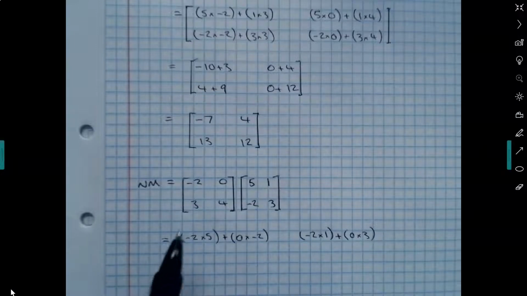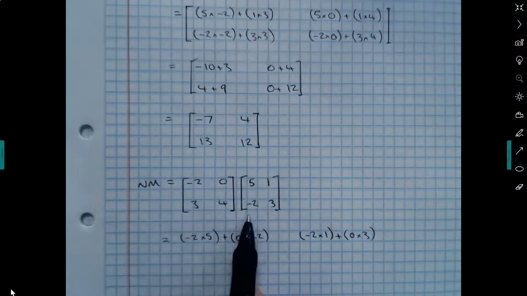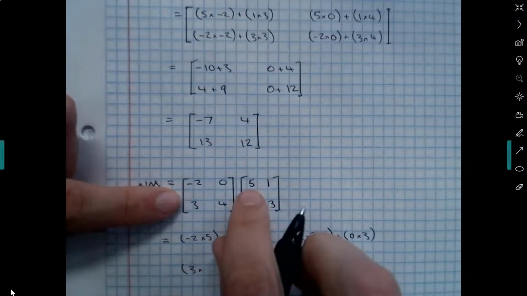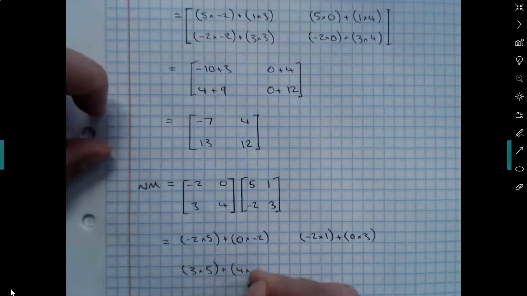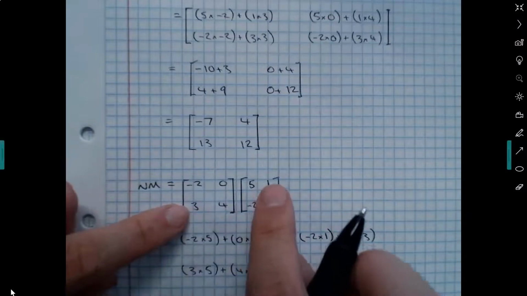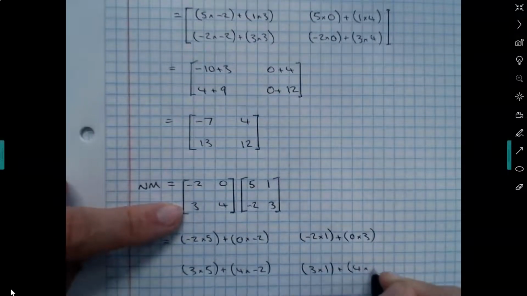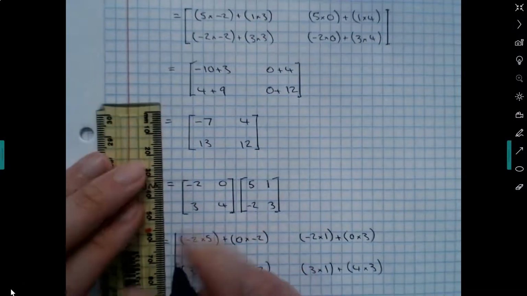Then from matrix N, what's the next number that I'm going to focus on first? Good, so I'm going to go 3 times the 5 plus 4 times the -2. And then finally, I go 3 times 1 plus 4 times 3. And then it's just a matter of simplifying each of those.